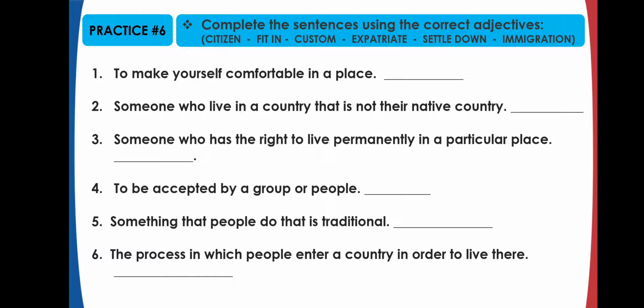It says complete the sentences using the correct adjectives. Okay? Which adjectives do we have here? We have citizen, fit in, costume, expatriate, settle down, and immigration. Okay, so number 1 says, to make yourself comfortable in a place, settle down. Number 2, someone who lives in a country that is not their native country. So that is expatriate.